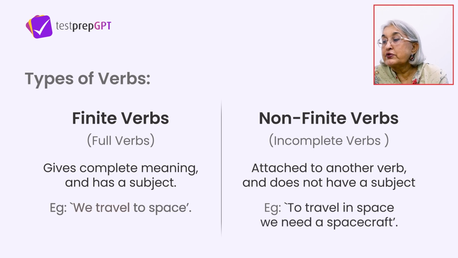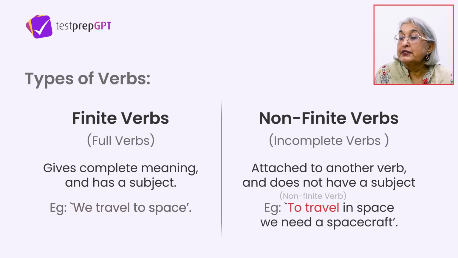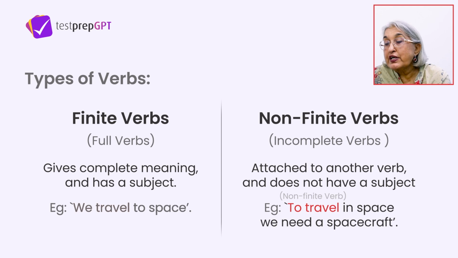So now you say that to travel in space, we need a spacecraft. In a sentence like this, which is the finite verb? The finite verb will be the main verb in that sentence, the complete verb. Here the complete verb is need. We need a spacecraft. That makes a full sentence. But the non-finite verb, to travel in space, is added to the sentence. So we use the non-finite verb to add something to the sentence.